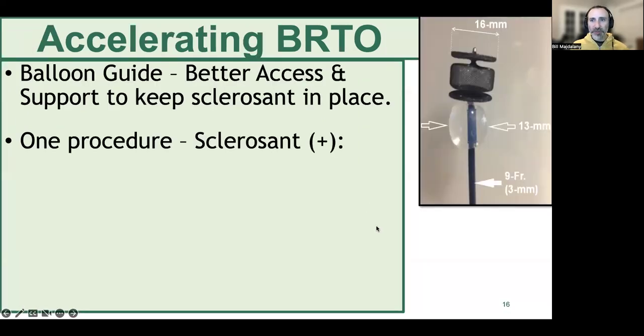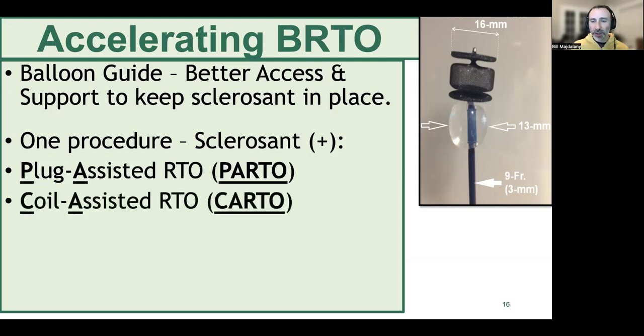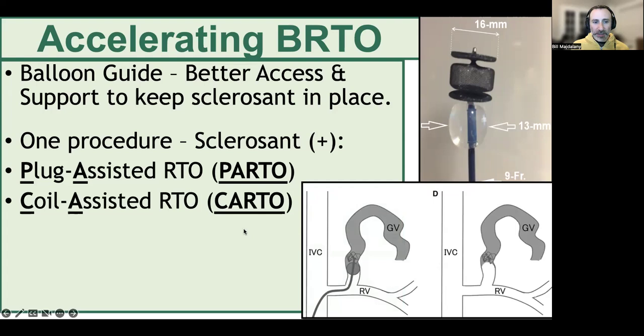So more recently, people have developed accelerated BRTO, where rather than using a Fogarty or Berenstein balloon, we approach the BRTO with a balloon guide. This gives us better access and allows us to keep the sclerosant in place. And in that single procedure, we inject sclerosant and then complete the procedure at the same time by putting in plugs, which we call PARTO, or coils, which we call CARTO. And you see here we have the balloon and then we inject coils. We can then immediately deflate the balloon and remove it.